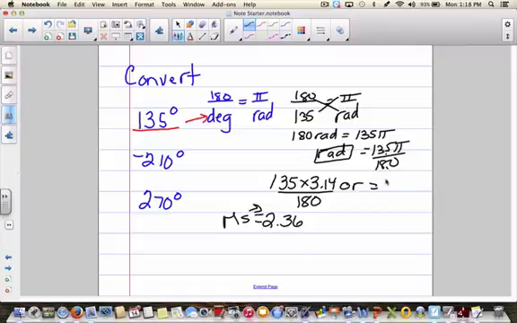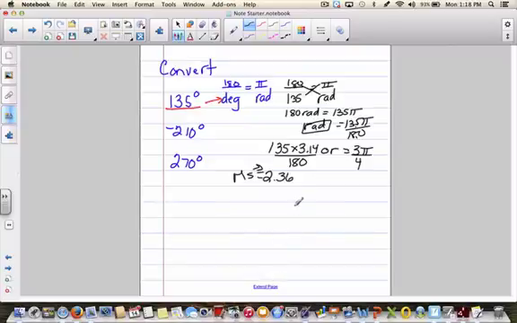45 goes into 135 3 times. 45 goes into 180 4 times, so it would be 3 pi divided by 4. If you did 3 times 3.14 divided by 4, you would still get 2.36. Negative 210. So that was A.